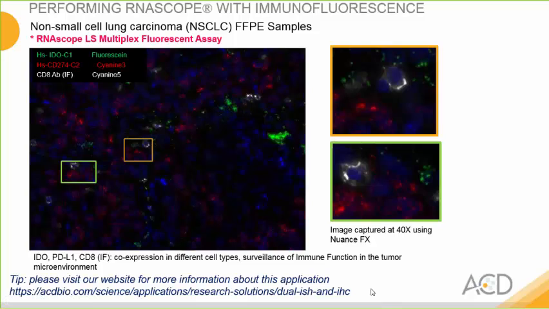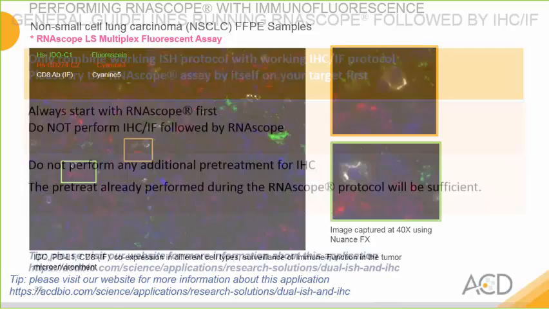So the success of this double ISH IHC or IF assay has been really based on the expression levels of the proteins of interest. Highly expressed proteins have worked well. Most cell surface markers will be destroyed during the RNAscope protease step, and these may not work. On the other hand, if you have an intracellular protein that is highly expressed, it usually works.